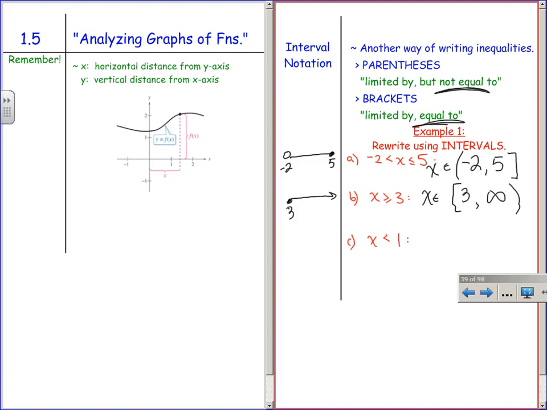And this one, if we have less than 1, how far left do you go on less than 1? Infinity in the other direction? And how far right do you go? But are you allowed to hit 1? So what are we going to put?